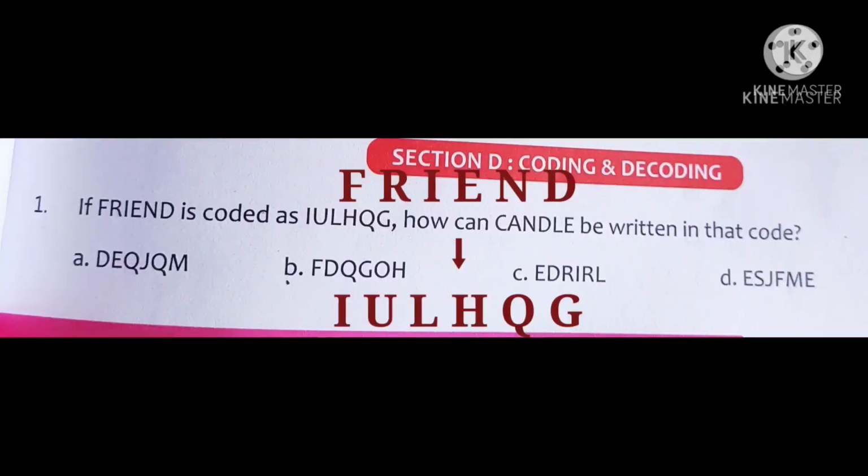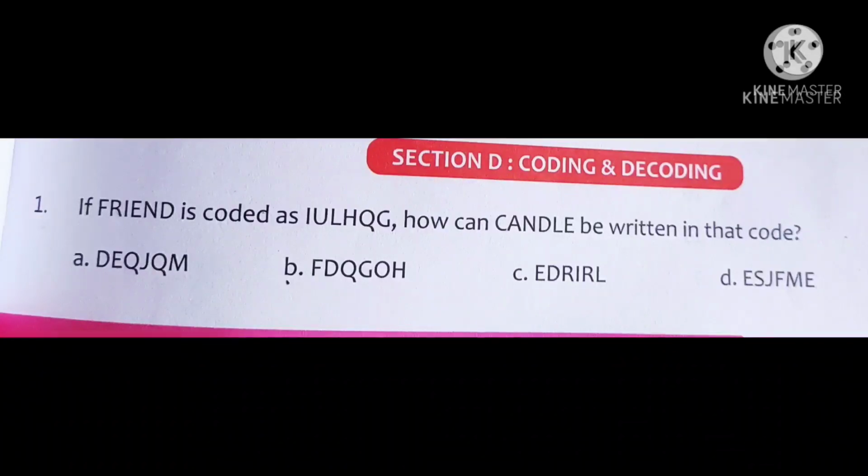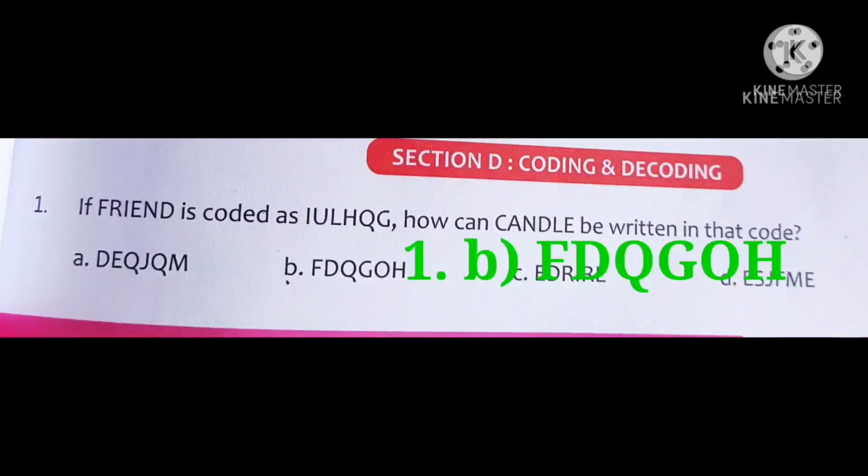Likewise, we skipped two letters between R and U, I and L, E and H, N and Q, D and G. Now we'll follow the same rule to get the code for word candle. So we'll skip two letters after C, A, N, D, L, E, and we'll find our code in the form of F, D, Q, G, O, H. So option B is the correct answer.